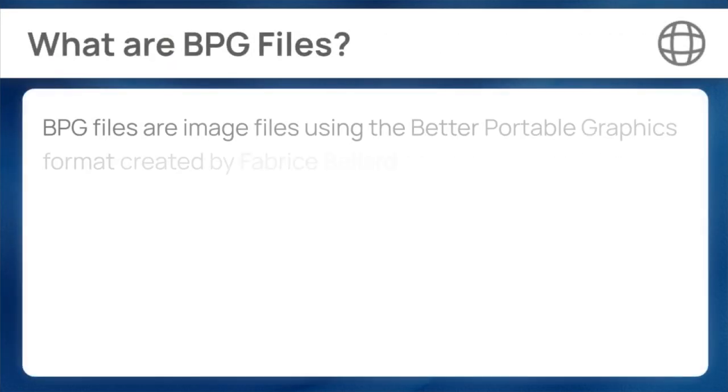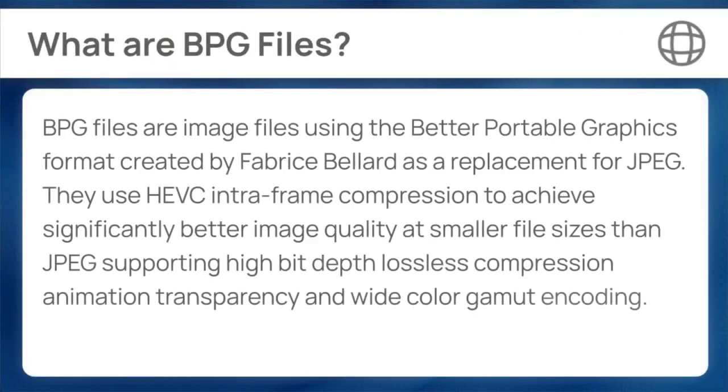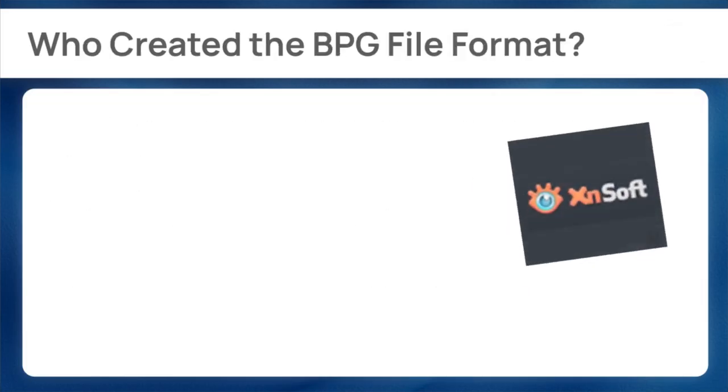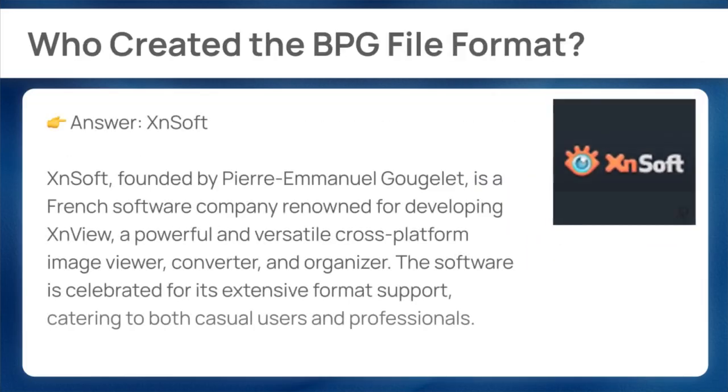BPG files are image files using the Better Portable Graphics format created by Fabrice Bellard as a replacement for JPEG. They use HEVC intra-frame compression to achieve significantly better image quality at smaller file sizes than JPEG, supporting high bit depth, lossless compression, animation, transparency, and wide color gamut encoding.